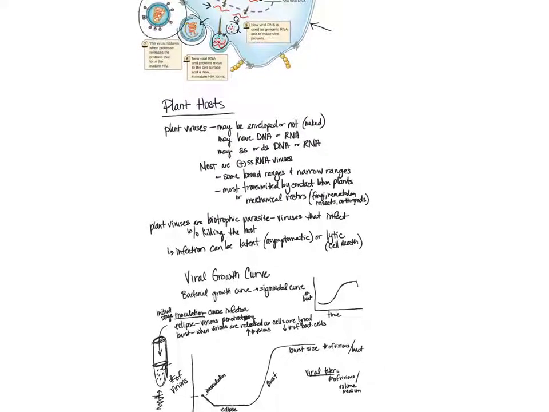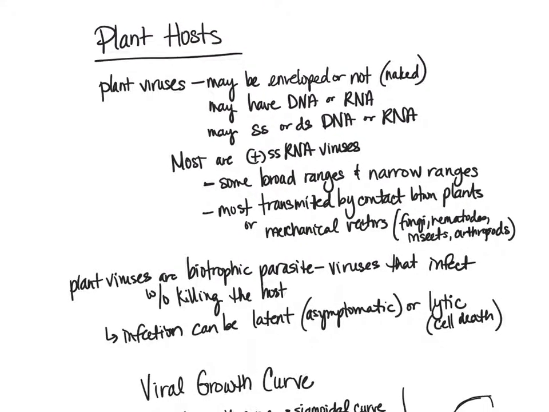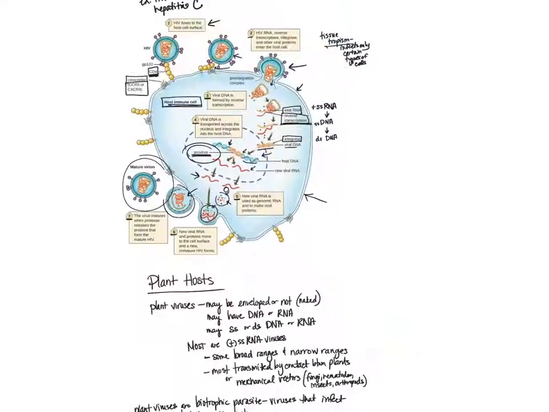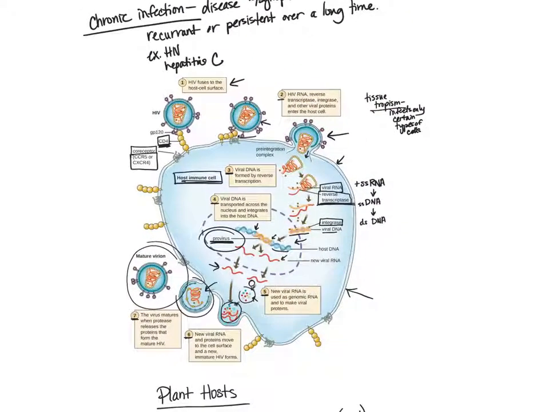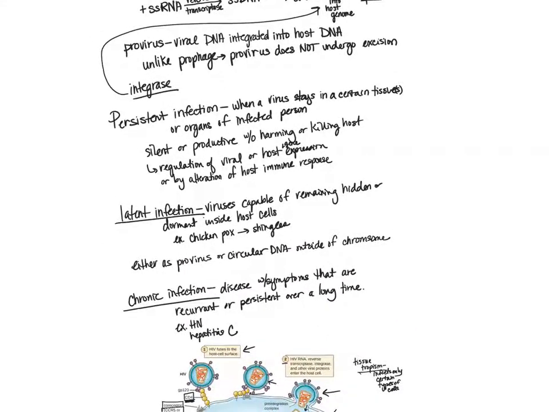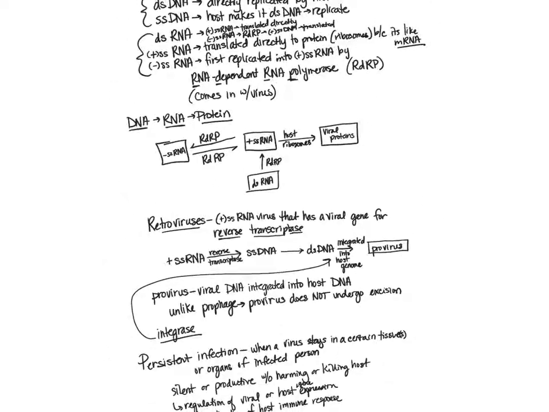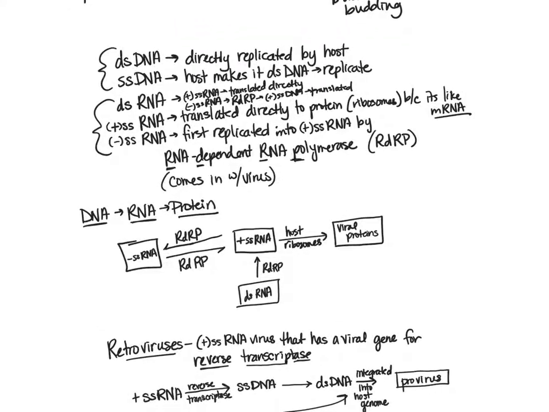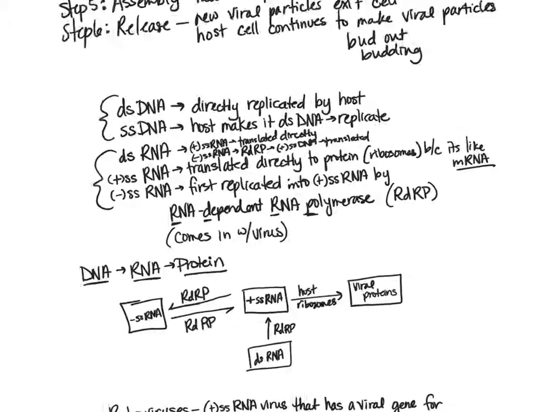This is wrapping up the last portion of 6.2. You should understand viral infections with plant hosts. You should understand HIV specifically, but also retroviruses in general. You should understand persistent infections, the difference between a latent infection and a chronic infection, and some examples. You should understand the different types of nucleic acids coming in with viruses, whether it's DNA or RNA, whether they're double-stranded or single-stranded, and if it's positive or negative, and what that means.